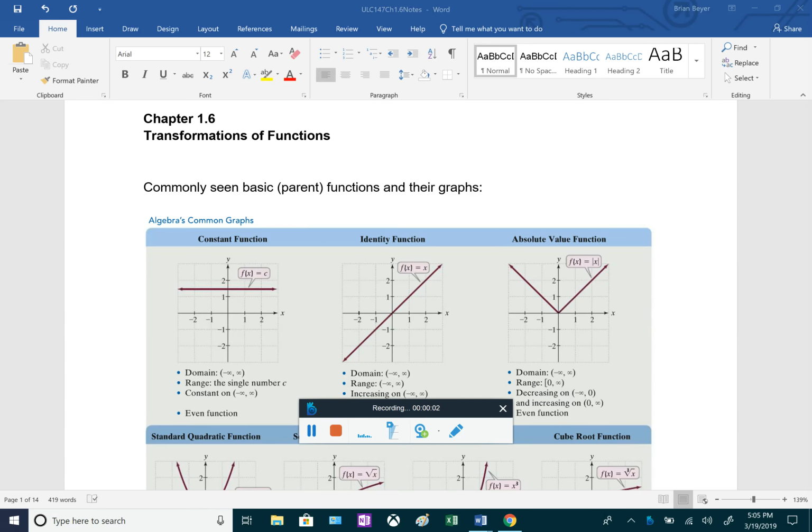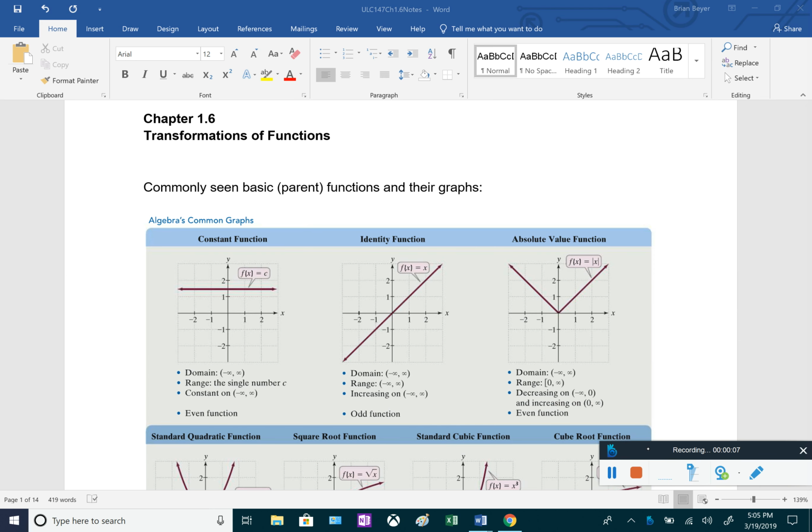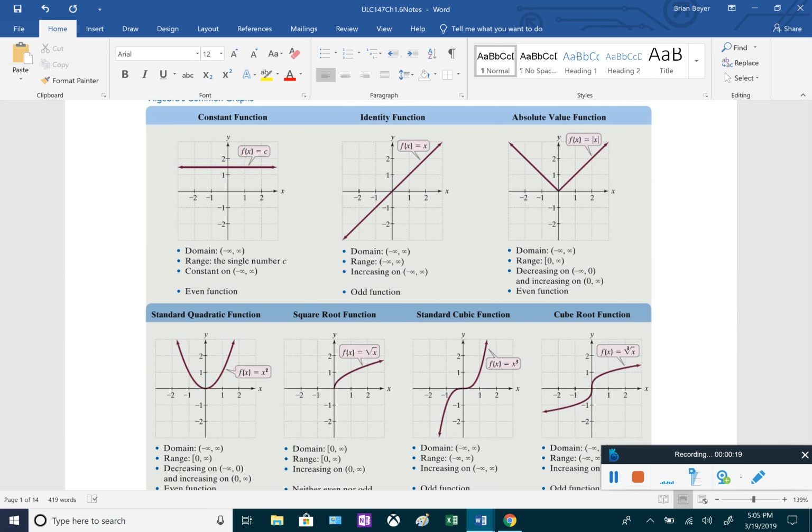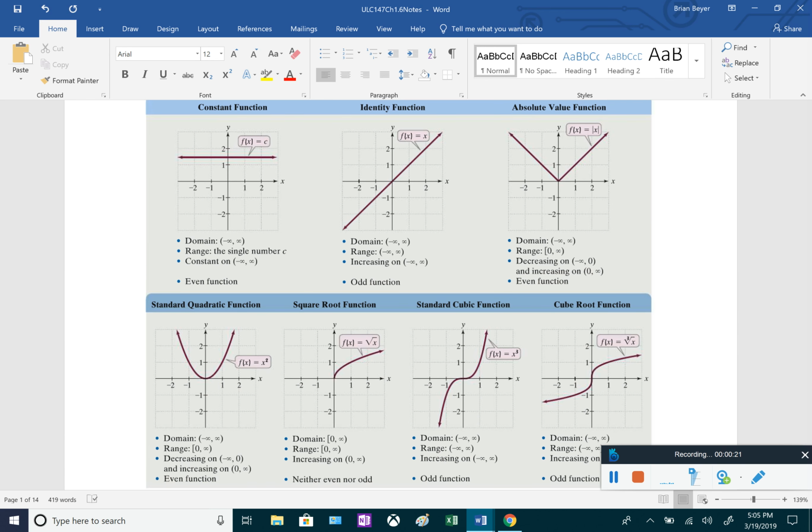Chapter 1.6 is going to be transformations of functions. So before we get into graphing these functions, we just have to go over some of these commonly used parent functions. So they're either called basic functions or parent functions. So here are the main several that we'll be using.